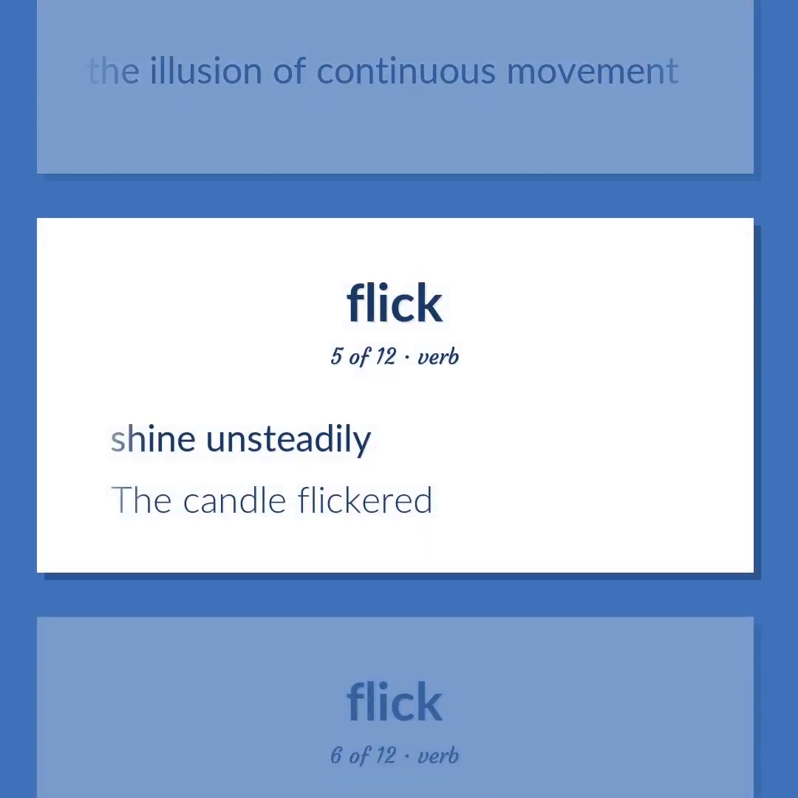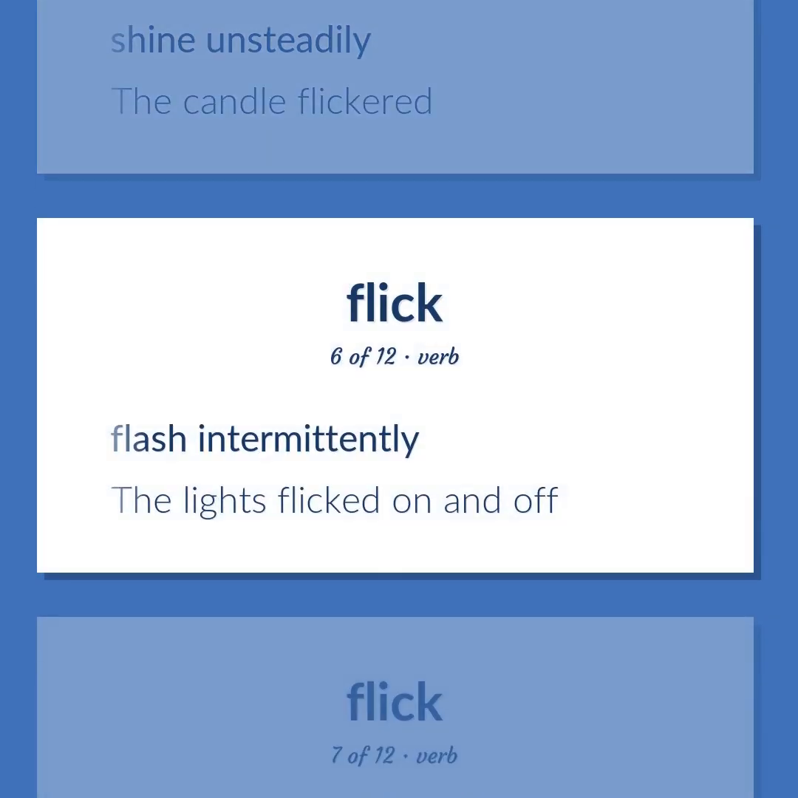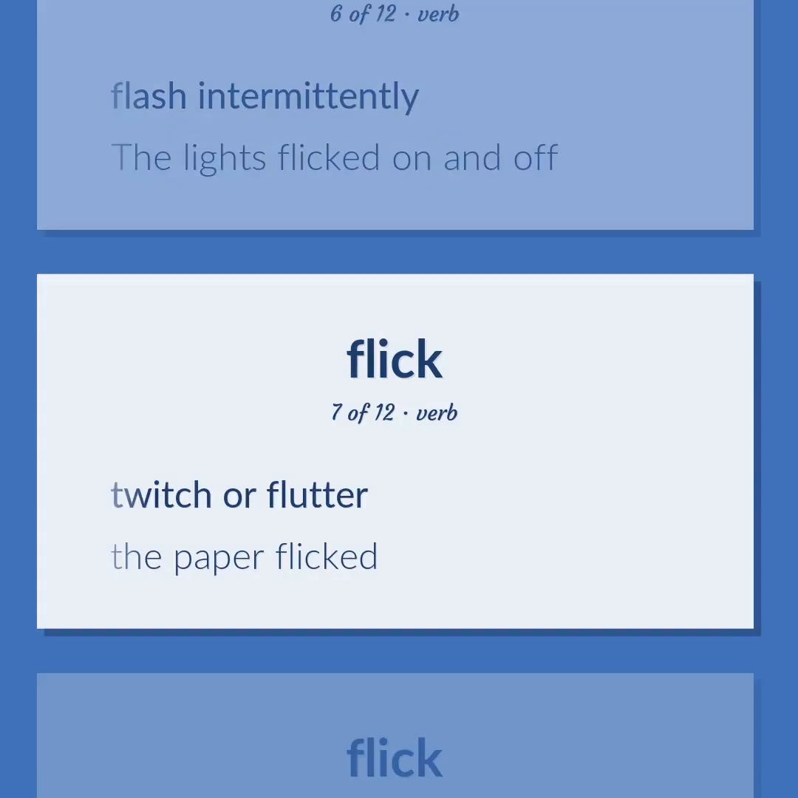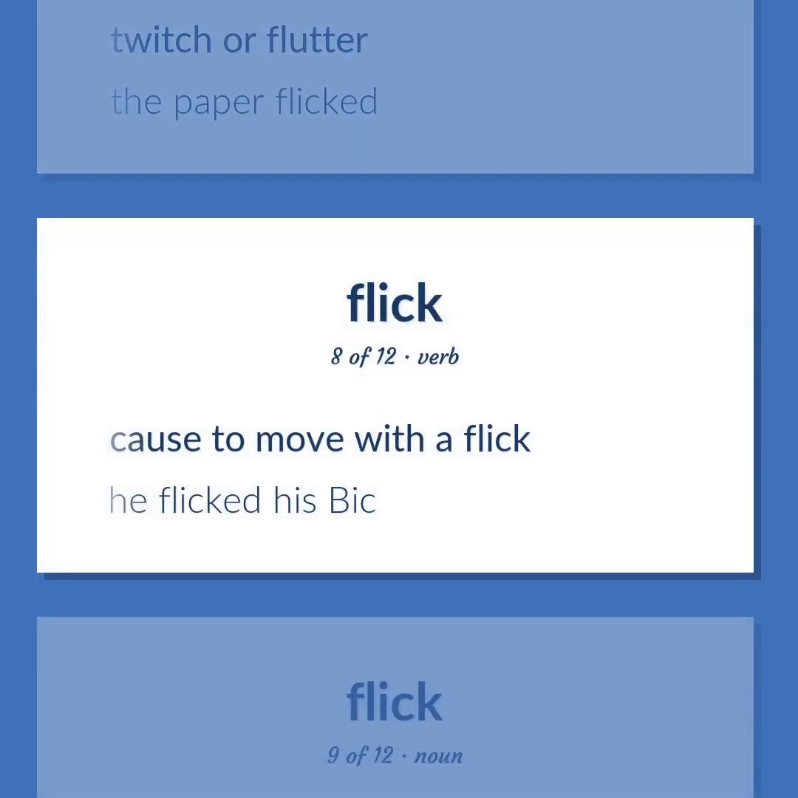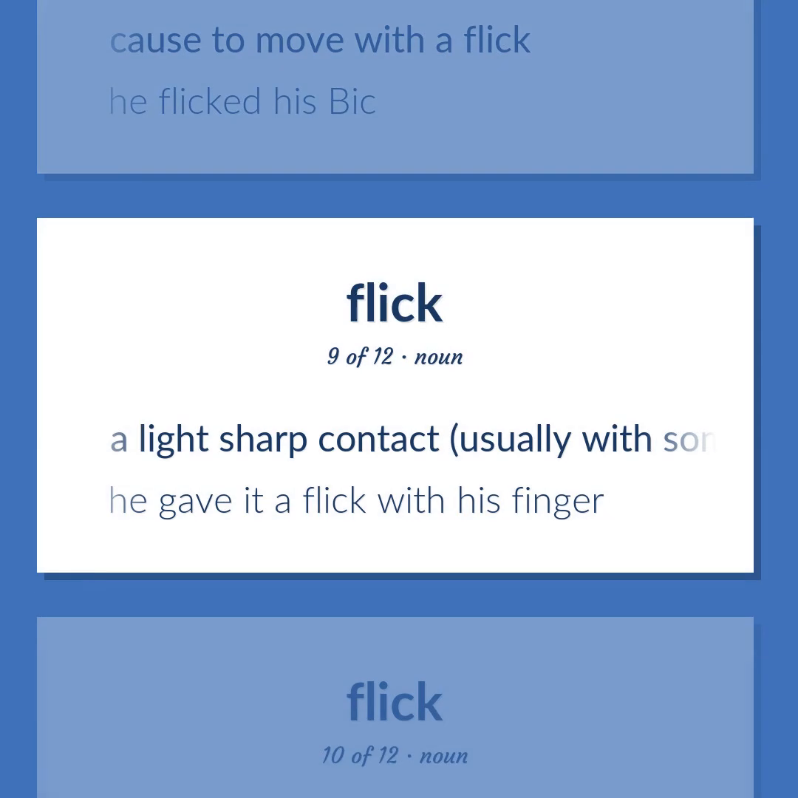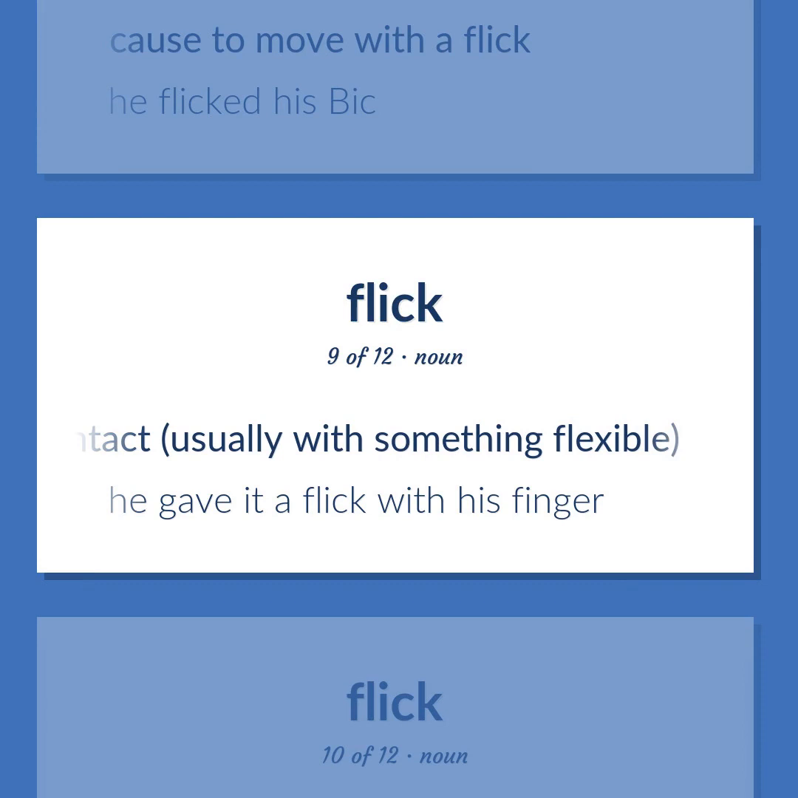Shine unsteadily. The candle flickered. Flash intermittently. The lights flicked on and off. Twitch or flutter. The paper flicked. Cause to move with a flick. He flicked his Bic. A light sharp contact, usually with something flexible. He gave it a flick with his finger.